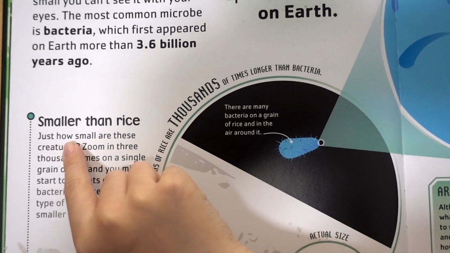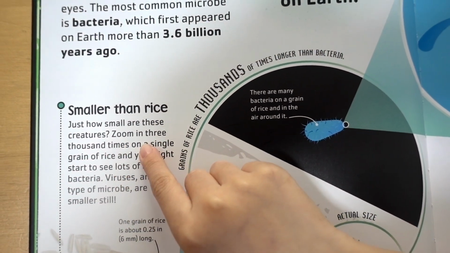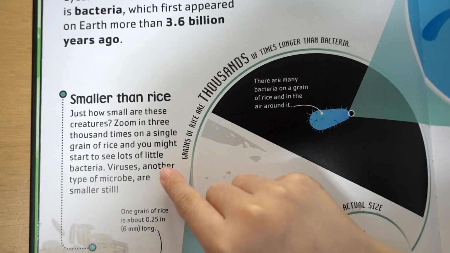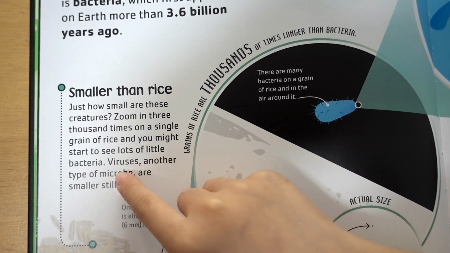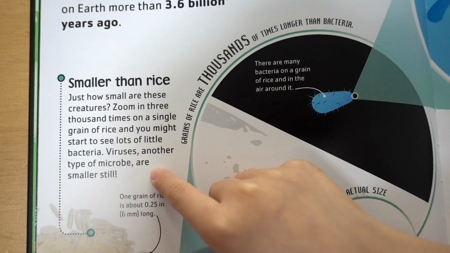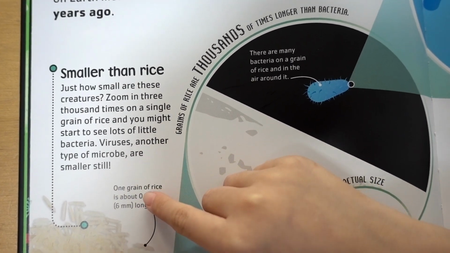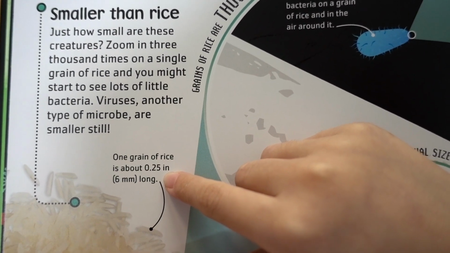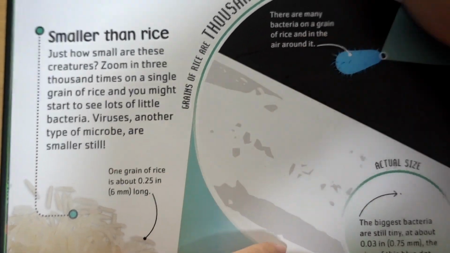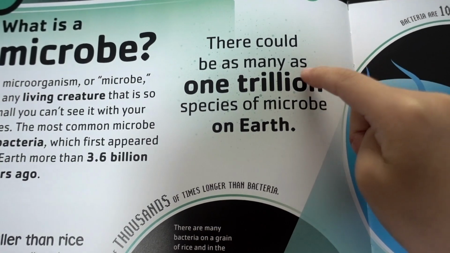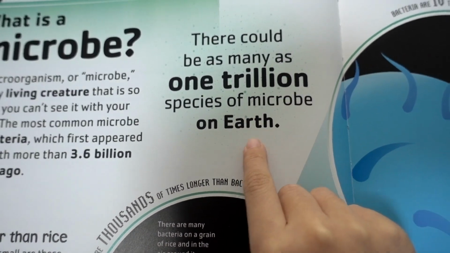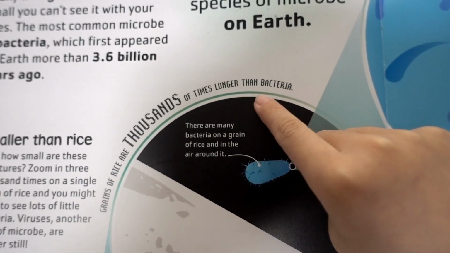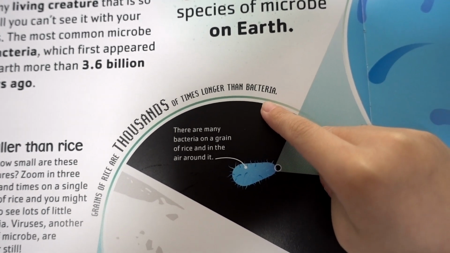Smaller than rice. Just how small are these creatures? Zoom in 3,000 times on a single grain of rice, and you might start to see lots of little bacteria. Viruses, another type of microbe, are smaller still. One grain of rice is about 0.25 in, 6 millimeters long. There could be as many as 1 trillion species of microbe on Earth. Grains of rice are thousands of times longer than bacteria.